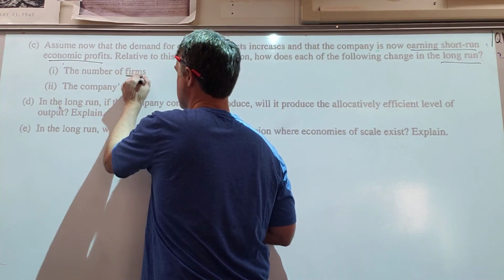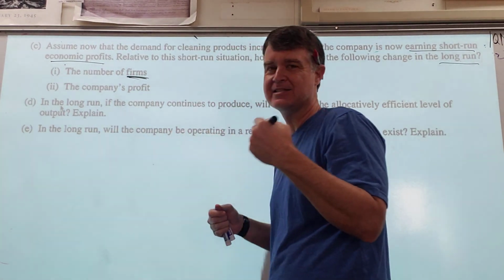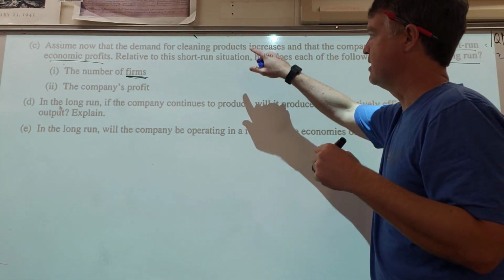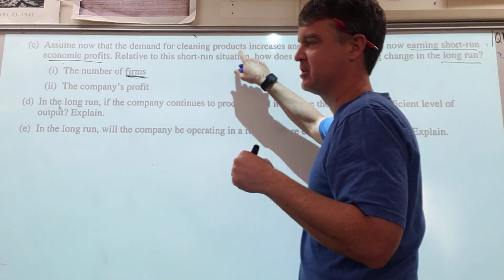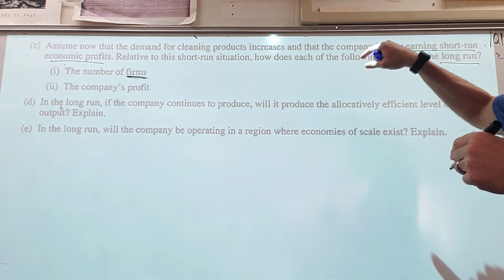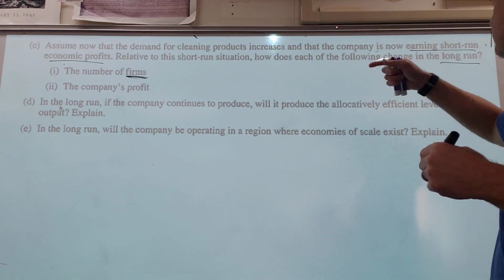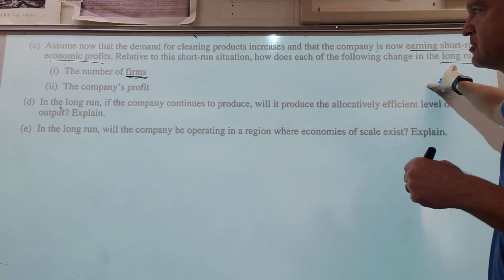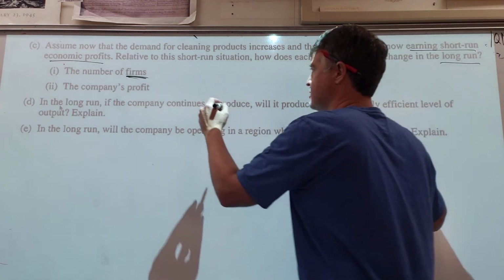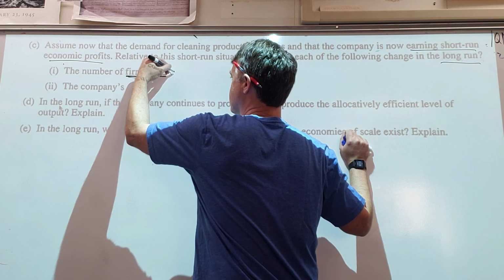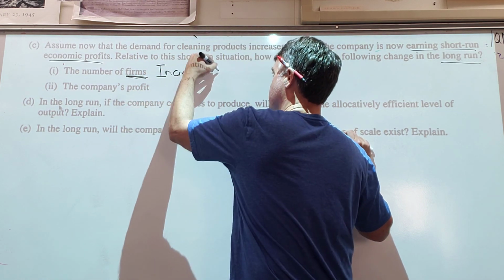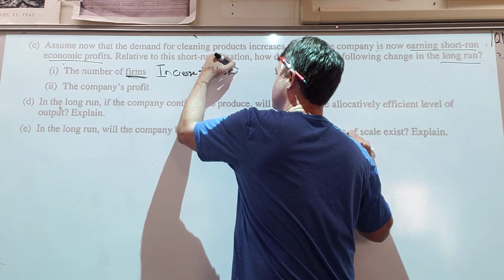So the first thing we care about is the number of firms. It does not say explain, but I'm going to walk through the explanation with you anyway. Understand, if we're making profits and it's monopolistically competitive, that means other firms can enter the market, and they will enter because of the availability of profits. So the number of firms will increase, and again, why will it increase?